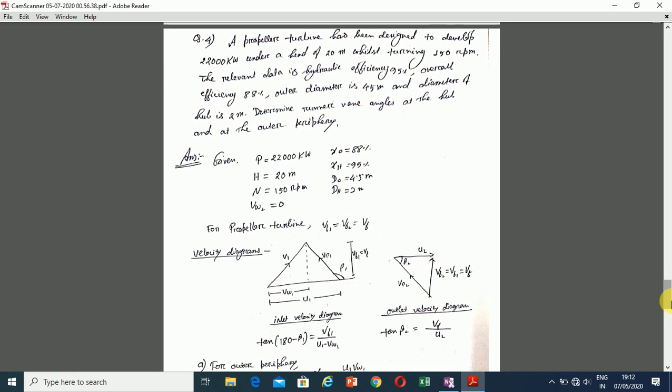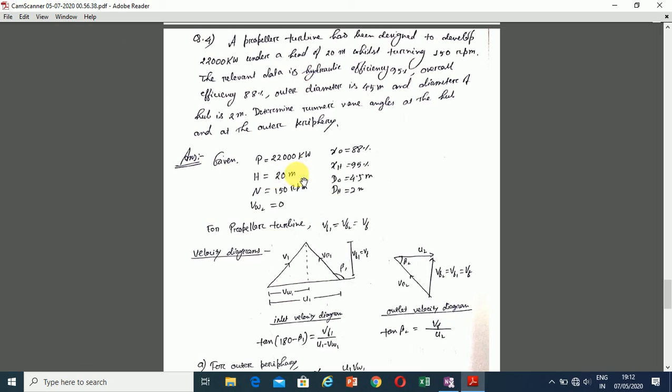A propeller turbine has been designed to develop 22,000 kilowatt under a head of 20 meter, with wheels turning at 150 rpm. The relevant data is hydraulic efficiency 95%, overall efficiency 88%, outer diameter 4.5 meter and diameter of hub 2 meter. Determine runner angles at the hub and at the outer periphery.